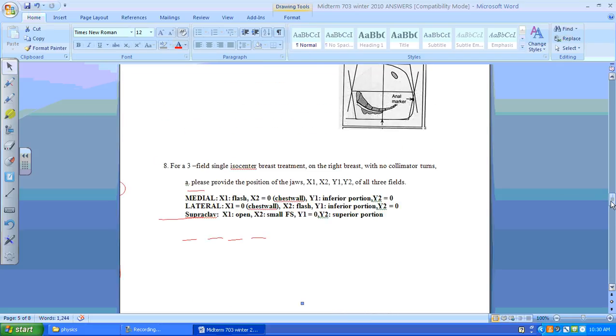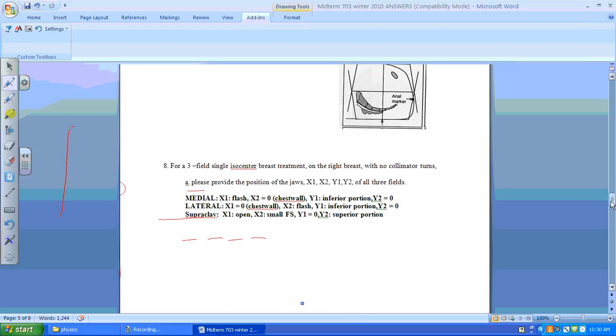Let's get my drawing. Isocenter here. Y2, X1, breast, Y1, and X2. Okay, so X2 is 0, Y2 is 0, because this one has to abut to the supraclavicular field. Any fields that abut, you want to make them 0, so there's no divergence.